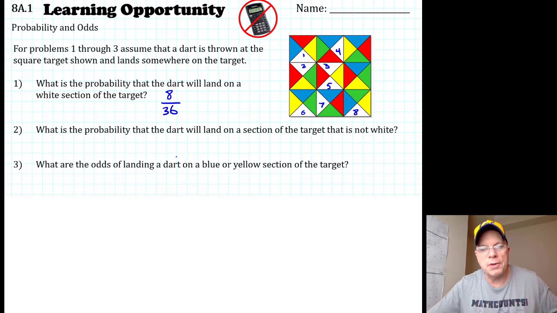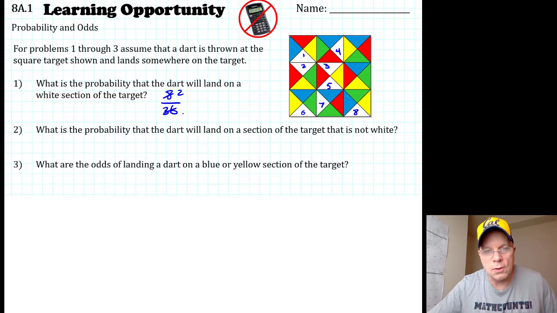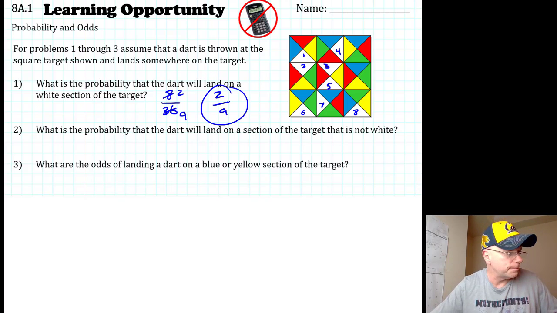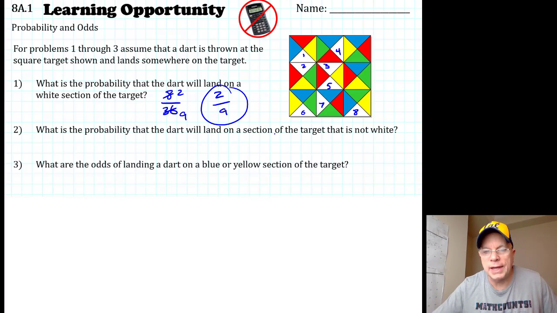8 and 36 both have a common factor of 4. So if I simplify, I get 2 over 9, which is why the answer is 2/9, 2 to 9. What is the probability that the dart will land on a section of the target that is not white? Well, I should have written this before. This is probability of white, 2/9.